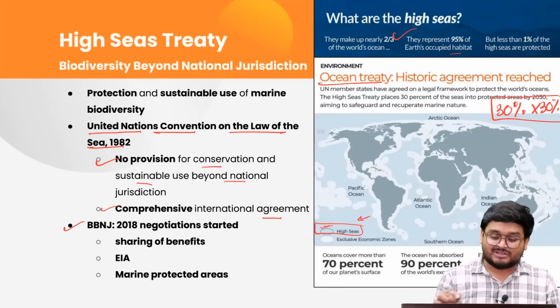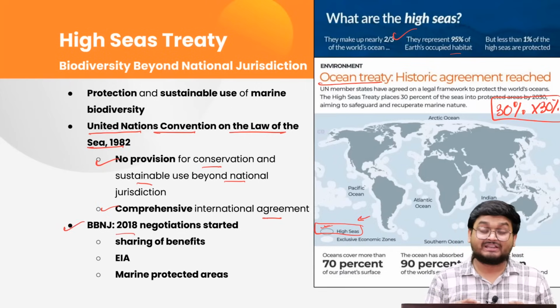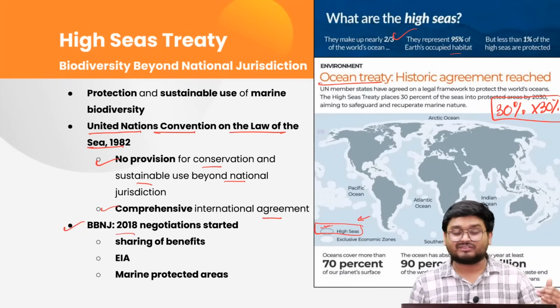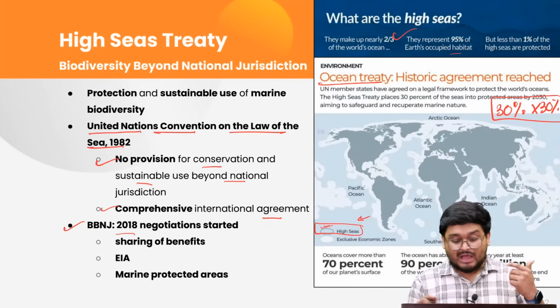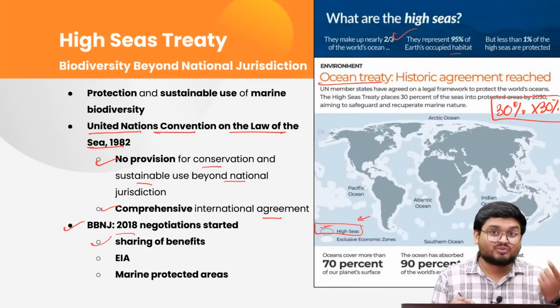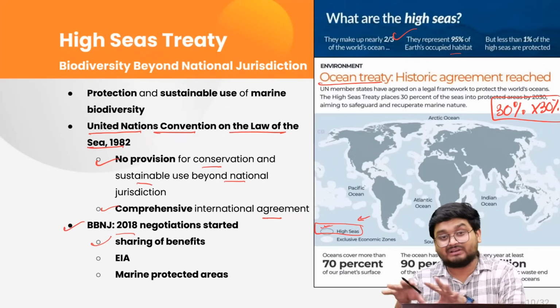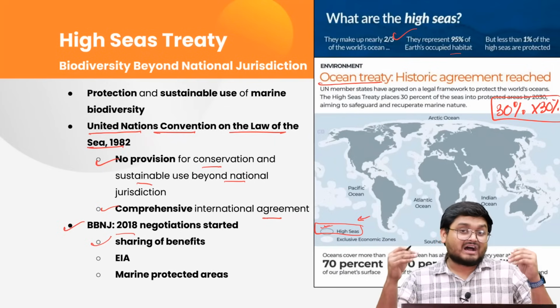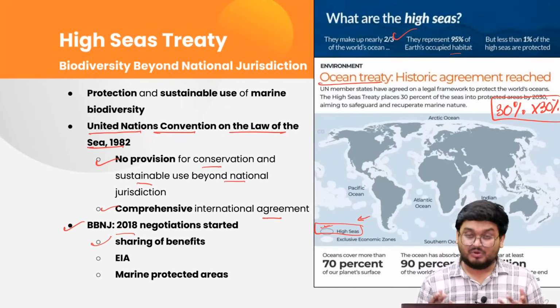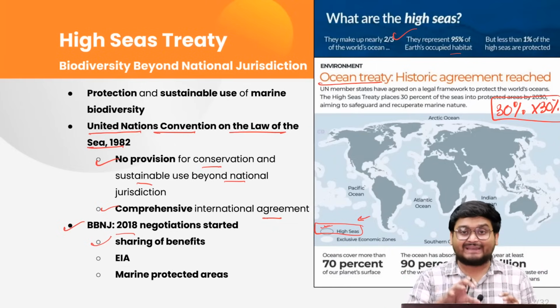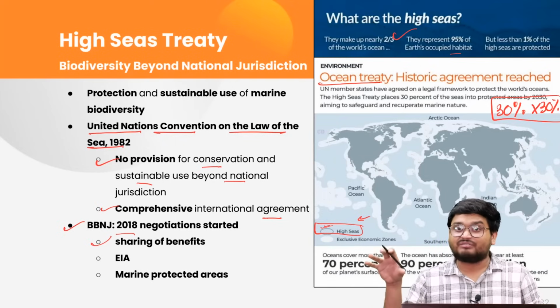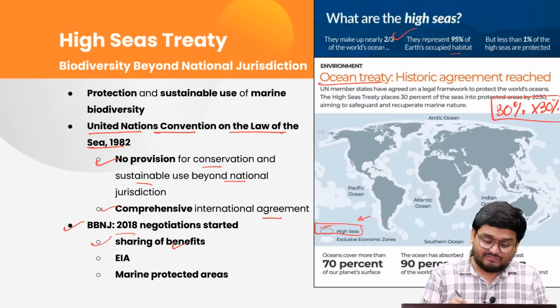And BBNJ was started in 2018 when the negotiations started at the United Nations, where the main debate all around the world was about how the benefits of the various resources can be shared between developed and developing countries, if a high seas treaty would come into place. Because we know we can get many resources from the ocean, not only fishing, but also deep sea mines, deep sea polymetallic nodules and various other resources. So how will they be shared?